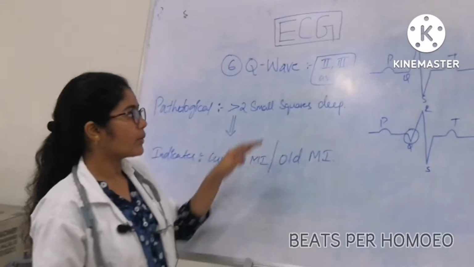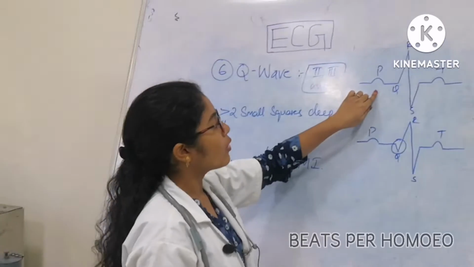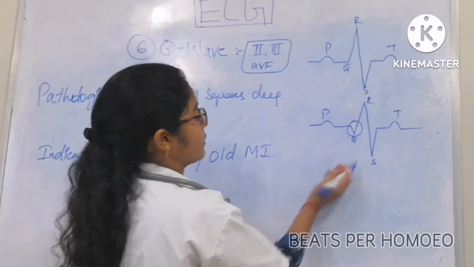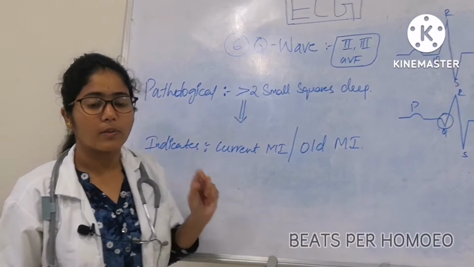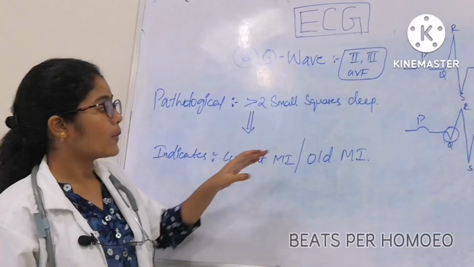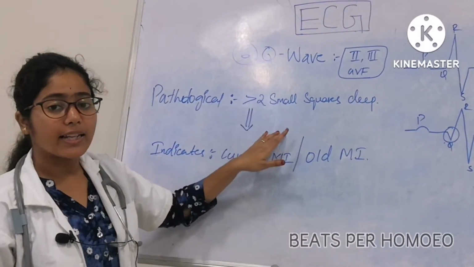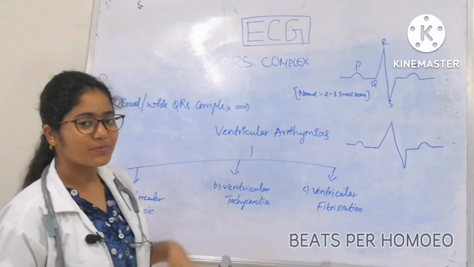Here comes our next step, that is the Q wave. Generally we see the Q wave in lead 2, lead 3 and AVF. So here comes the normal Q wave, and here we can see the Q wave is deep. So the deep Q wave is pathological. A Q wave becomes pathological when it is deeper than 2 small squares, and it indicates that maybe there is a current MI or an old MI.